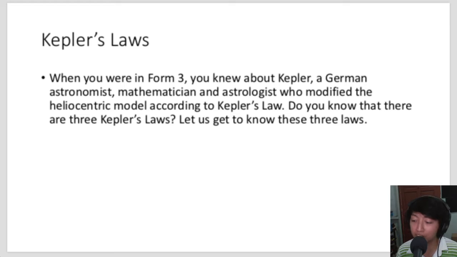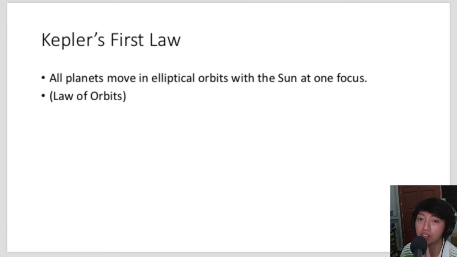So there are only three laws, but each of the three laws is actually quite interesting, and they explain a lot about how the planets move around. So let's start with the first one. Kepler's first law, also known as the law of orbits. All planets move in elliptical orbits with the sun at one focus.